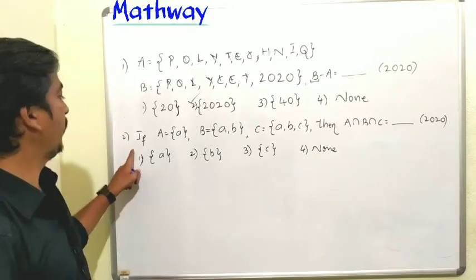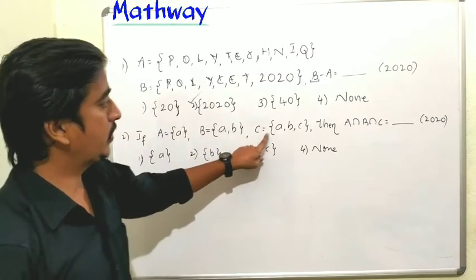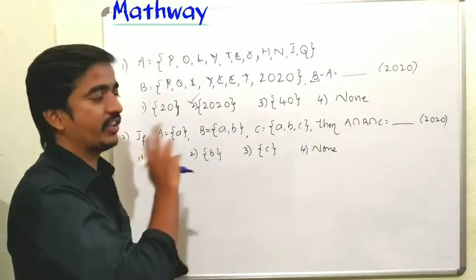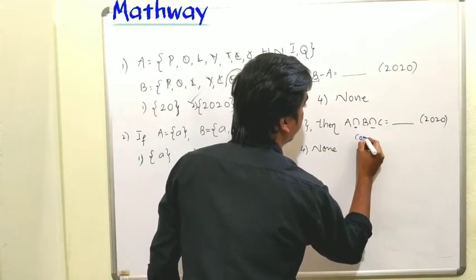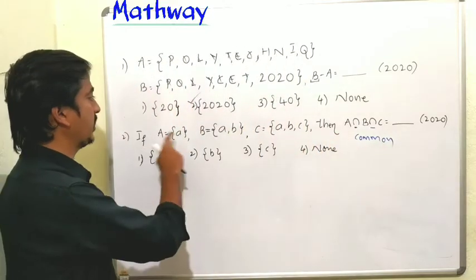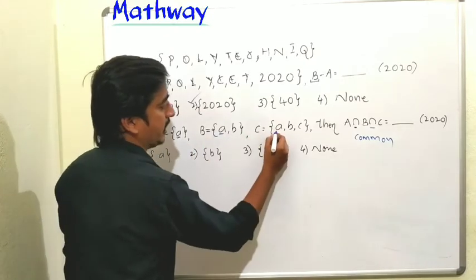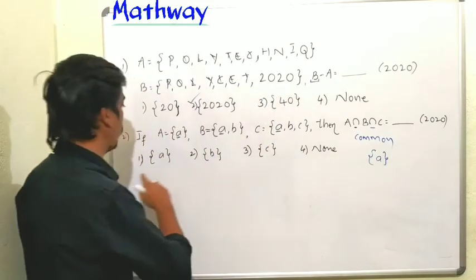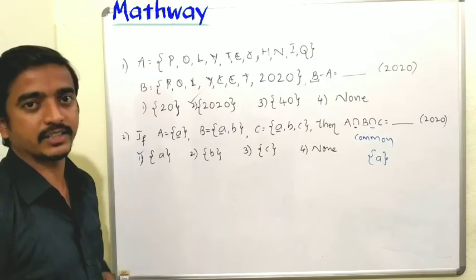Next question. If A equals {a}, B equals {a, b}, C equals {a, b, c}, then find A intersection B intersection C. Everything is intersection, intersection, intersection. Intersection means the common elements. So what is the common element of the 3 sets? Among the 3 sets, a. So this a is common in the 3 sets, right? So the answer is obviously set A. So which option has set A? Option 1. So set A is the correct answer.